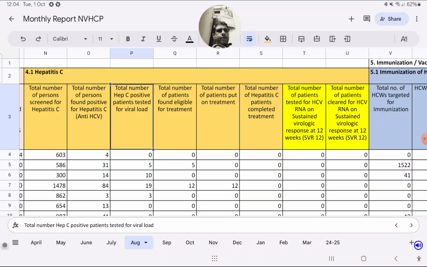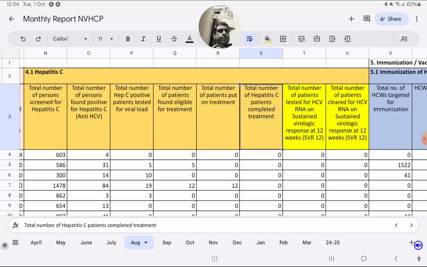Next is total number of hepatitis C positive patients tested for viral load. Total number of patients found eligible for treatment. Total number of patients put on treatment. So those who are eligible for treatment, each and everyone should be put on treatment.